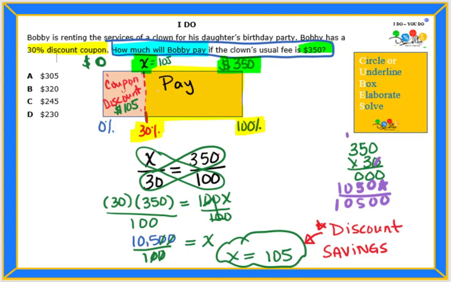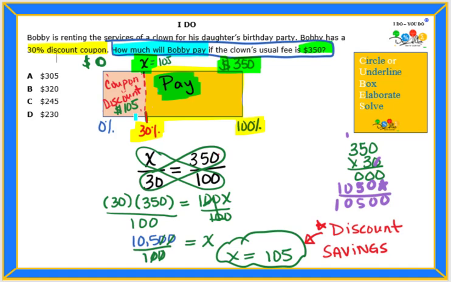So let's look at our question again. It says, how much will Bobby pay if the clown's usual fee is $350? They didn't ask how much will Bobby save or how much will Bobby's discount be. Had they asked that question, then we would have our answer. But what they're asking us is this part right here. How much will he pay? So we know he's not going to pay $105 of the full price. Or in other words, he's going to pay $105 less than the usual full price.